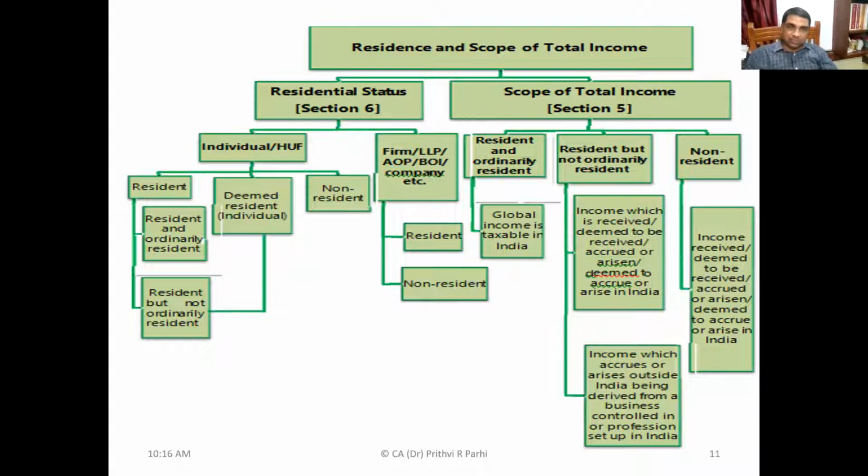Yes, sir. So if a person is resident and ordinary resident, his global income is taxable. That is Indian income as well as foreign income. If he is resident but not ordinary resident, Indian income is taxable. Foreign income is taxable provided it is derived from a business controlled in or a profession set up in India. For non-residents, only Indian income will be taxable. This is the concept.